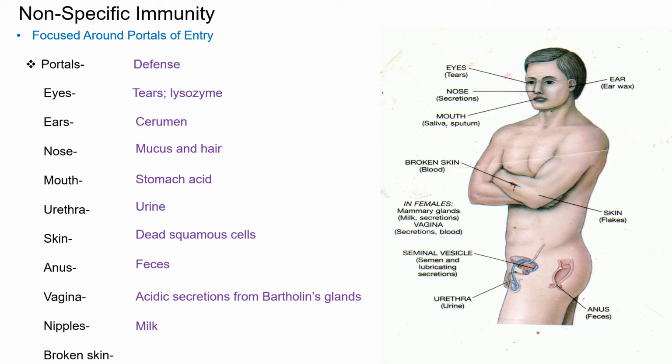If the skin is broken, now it becomes a portal of entry. And when it does, what protects you is blood. When you bleed, blood flushes it out. And that's why you're told when you get a cut, let it bleed for a little bit. Now, folks, we're not talking about cutting an artery. We're talking about just a superficial cut. So keep that in mind.